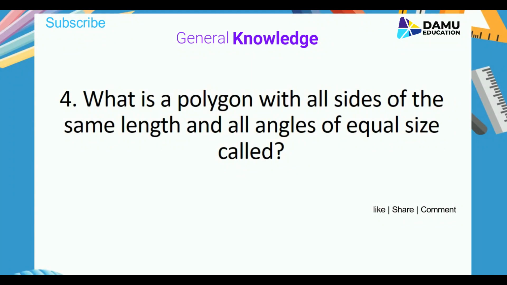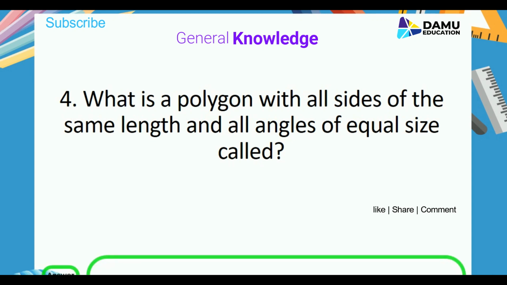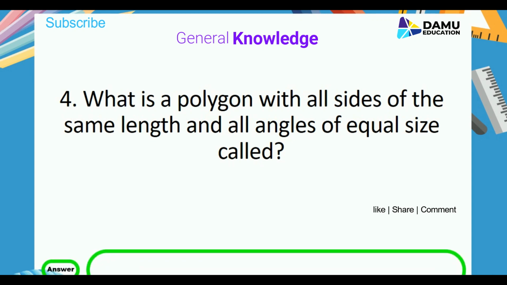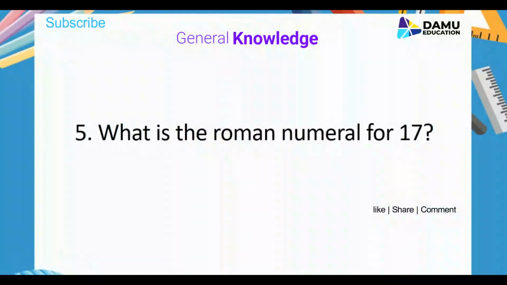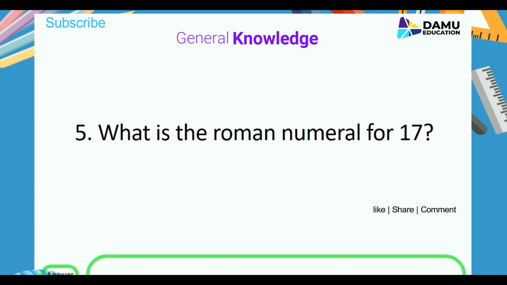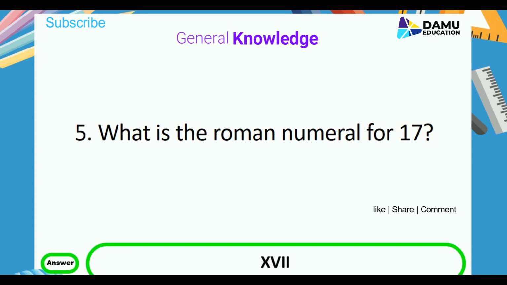What is a polygon with all sides of the same length and all angles of equal size called? Answer is regular polygon. What is the Roman numeral for 17? Answer is XVII. We will write like that.